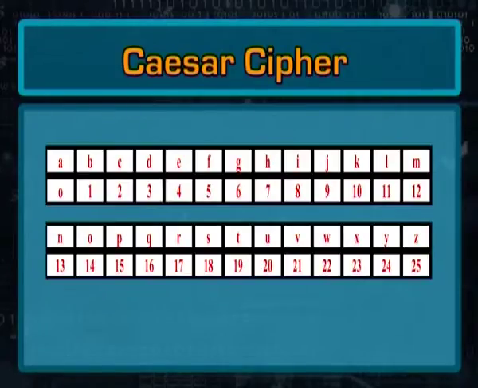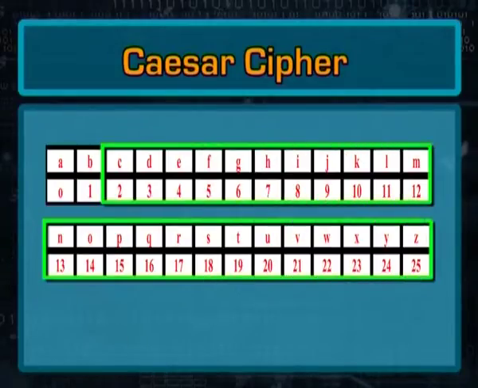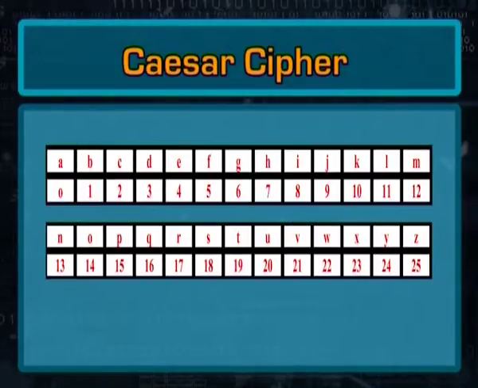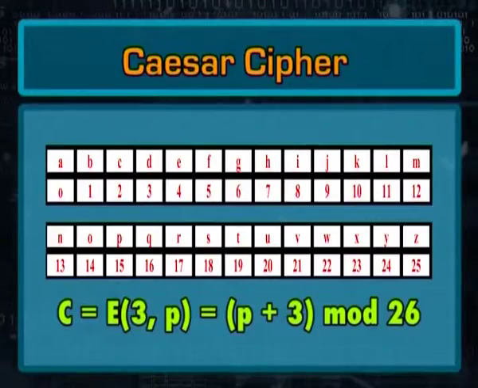Now let us assign equivalent numbers to each of the alphabets. As you can observe in the table, we have written 0 for A, 1 for B and so on. Now, the Caesar cipher algorithm can be expressed as ciphertext C equals (plain text P plus 3) mod 26. For each plain text letter P, substitute the ciphertext letter C.